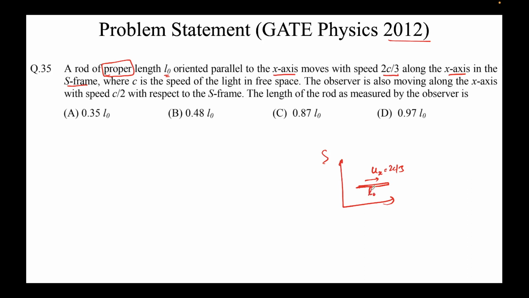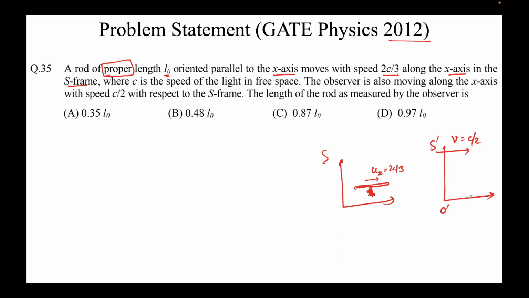Its proper length L0 is not in this frame, not in the S frame, so I should not write this here. There is some other arbitrary frame in which its length is the proper length L0, right? Now there is an observer which is moving along the x-axis with speed c/2 with respect to the S frame. We call this frame S prime, and our observer is sitting somewhere here.